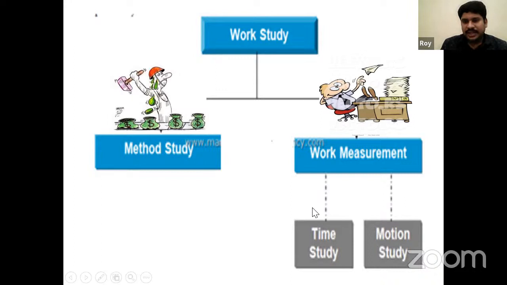When you are measuring the work, there are two things. How much time it is taking is called the time study. How many movements, or how many steps you are taking in that particular task, is called the motion study. I'll go into the details in the next slide. You will understand the movements, you will understand the time. That is measuring the work. Method study is about what kind of method you are taking.